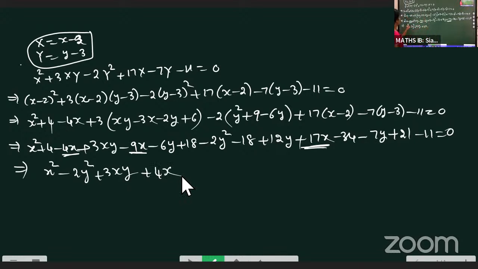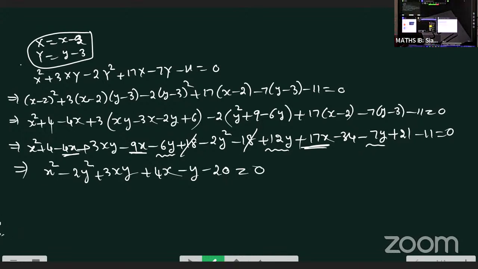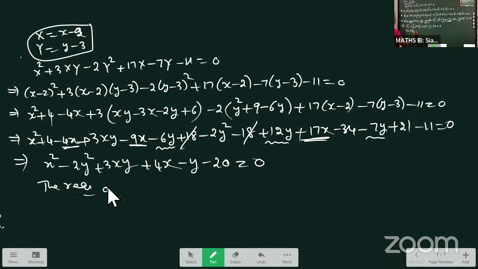Next, the y terms: minus 6y plus 12y is plus 6y, and minus 7y gives minus y. Then the constants: 4 plus 18 and minus 18 get cancelled. 4 minus 34 is minus 30, 21 minus 11 is 10, minus 30 plus 10 is minus 20. If you observe, the final equation is in small letters. So this is called the required original equation.